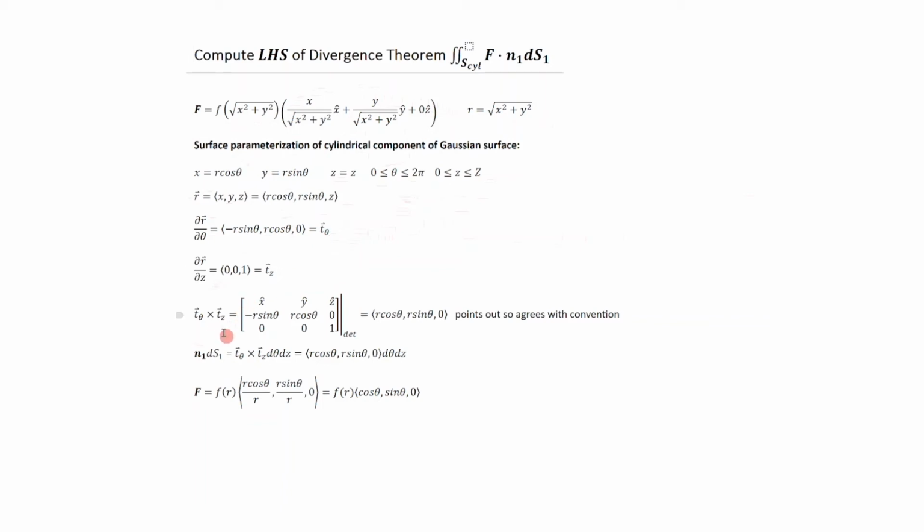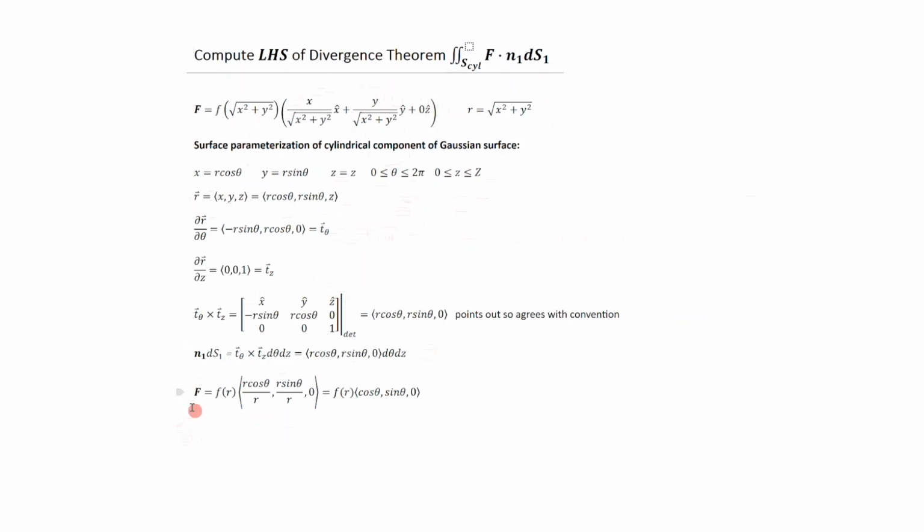Next step is to take the cross product of these two vectors, which means we just set this up as a 3 by 3 matrix. First row is the unit vectors, second row is the first vector, t theta, and the third row is the second vector, tz. If you compute this determinant, you'll end up with this result, and this vector points outwards from the surface, so it's in agreement with convention that the surface area vector always points outward from the surface. So n1 ds1, which is the surface representing the exterior cylindrical surface, is t theta cross tz, d theta dz. Putting it together, we end up with this expression.